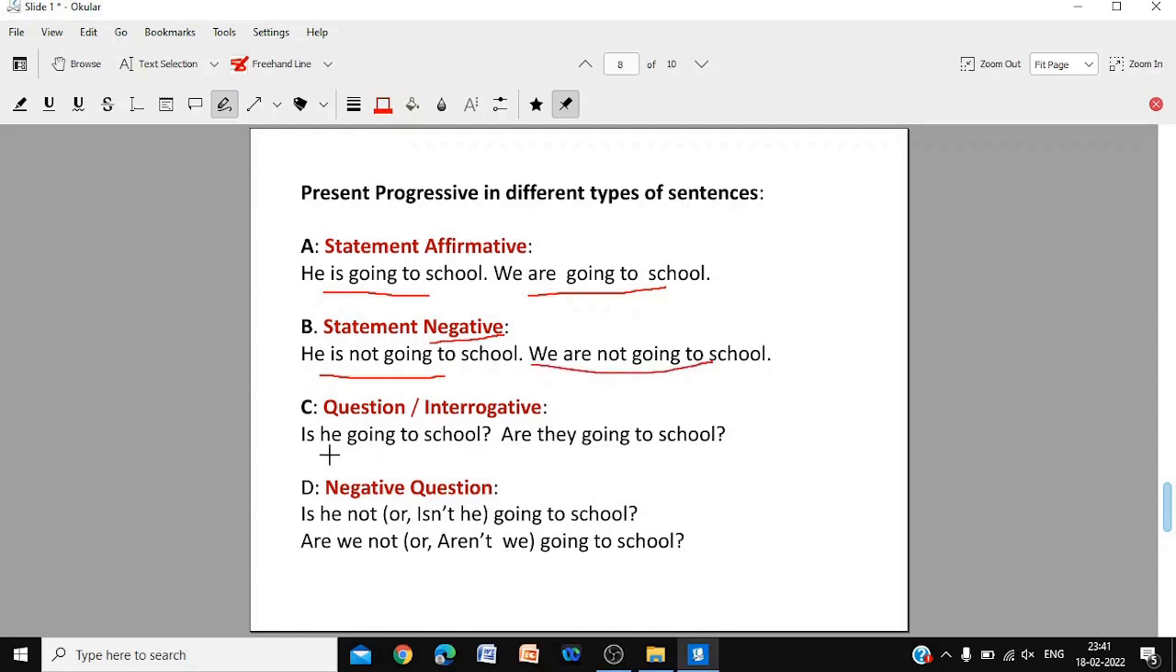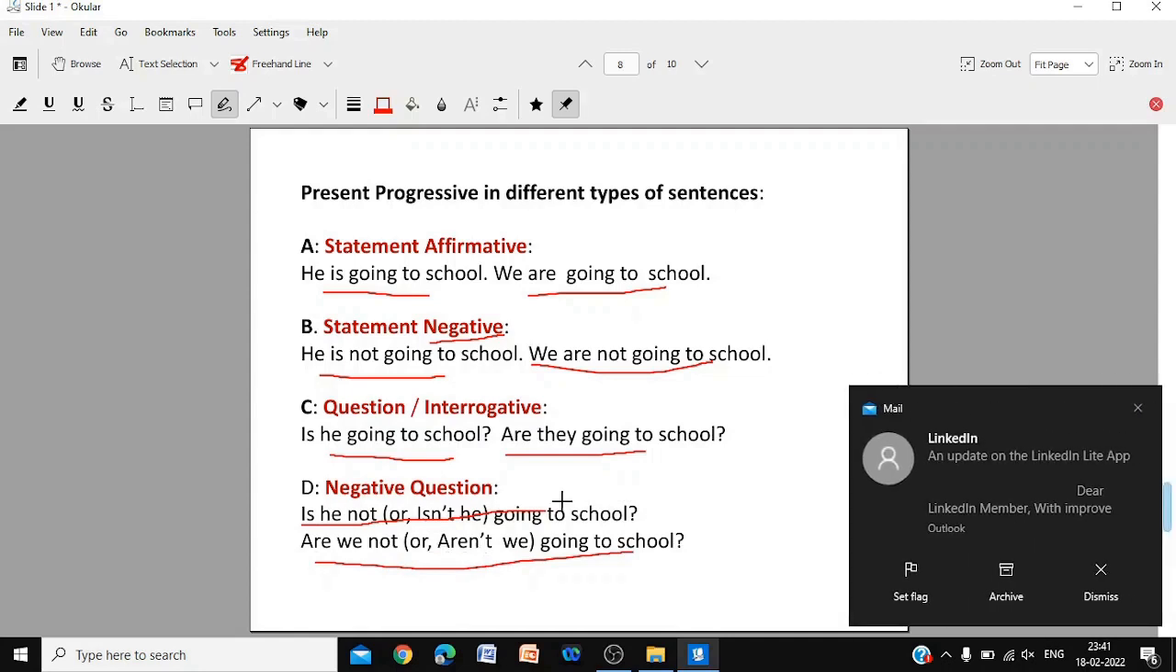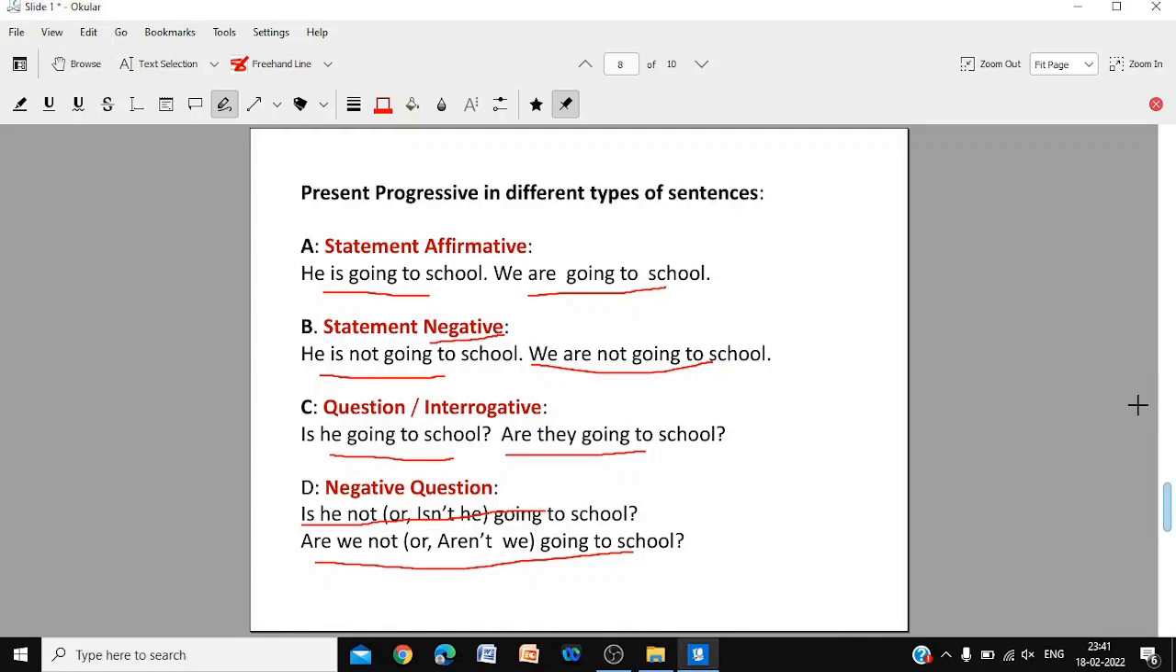Questions. Is he going to school? Are they going to school? And negative question. Is he not going to school? Or you can also say, isn't he going to school? Are we not going to school? You can also say, aren't we going to school? So this is the form in different cases. We have the present progressive in different types of sentences: statement positive, statement negative, questions, and negative questions.